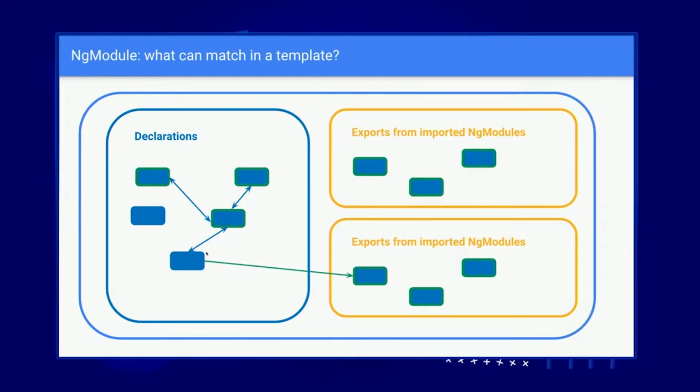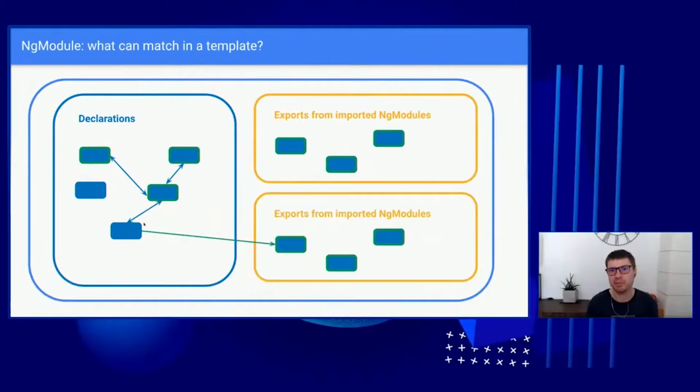But if you work with Angular or use the NgModule, you know that there are at least two ways of specifying the available components, directives, and pipes in a template. On one hand, we've got this field called declarations, which we can think of as a bag or collection of things. You can throw into this collection different components, directives, and pipes, and then they will be available in a template.